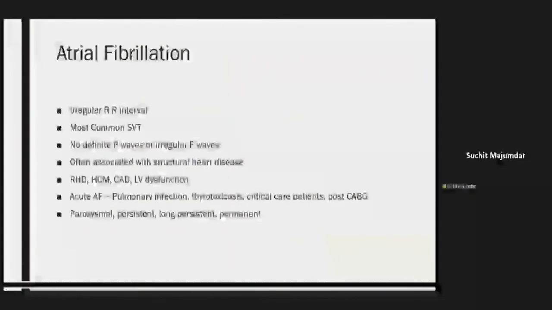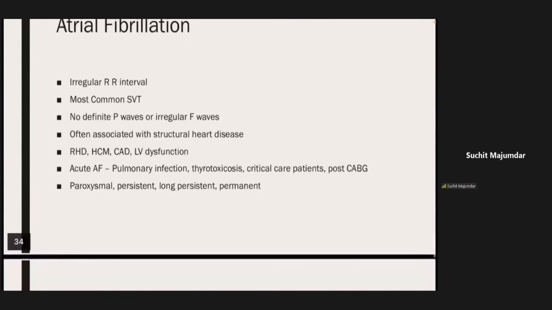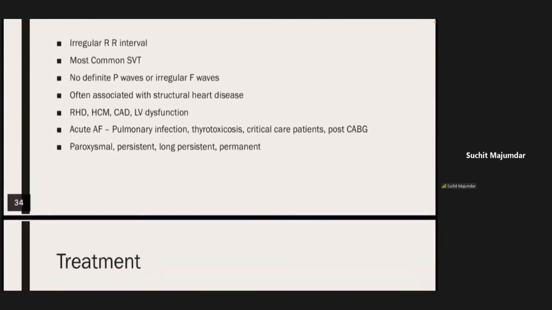Now coming to the most common SVT, which is atrial fibrillation. Atrial fibrillation is identified by the irregular RR interval, no definite P waves, or an irregular P wave, often associated with structural heart disease, and the prevalence of atrial fibrillation increases with age. Structural heart disease can be RHD, HCM, CAD, or LV dysfunction. Acute AF can occur in pulmonary infection, thyrotoxicosis, critical care patients, and post-CABG.